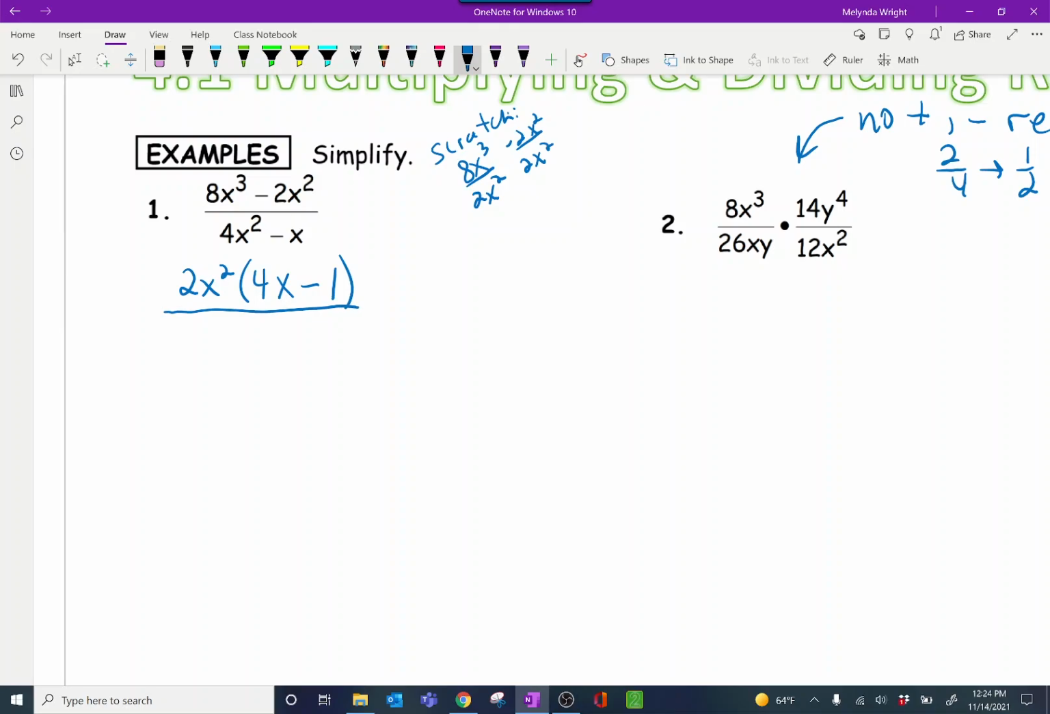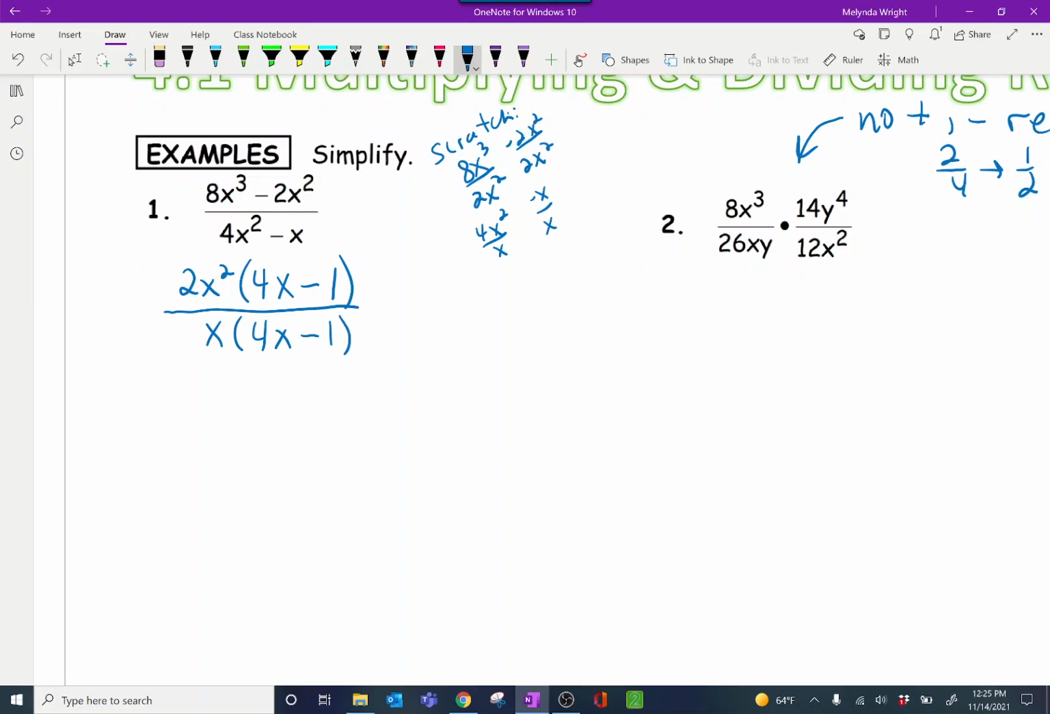In the denominator, we also have a greatest common factor, and that greatest common factor is x. Factoring means dividing, so I'm going to divide. Let's do more scratch work. I have 8x squared divided by x. 4 divided by 1 is 4. x squared divided by x is x. And then negative x divided by x leaves me a negative 1.